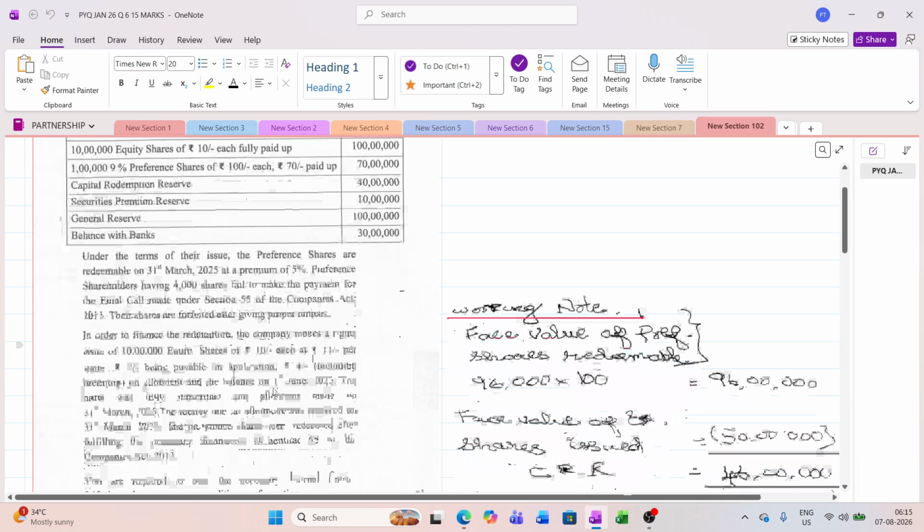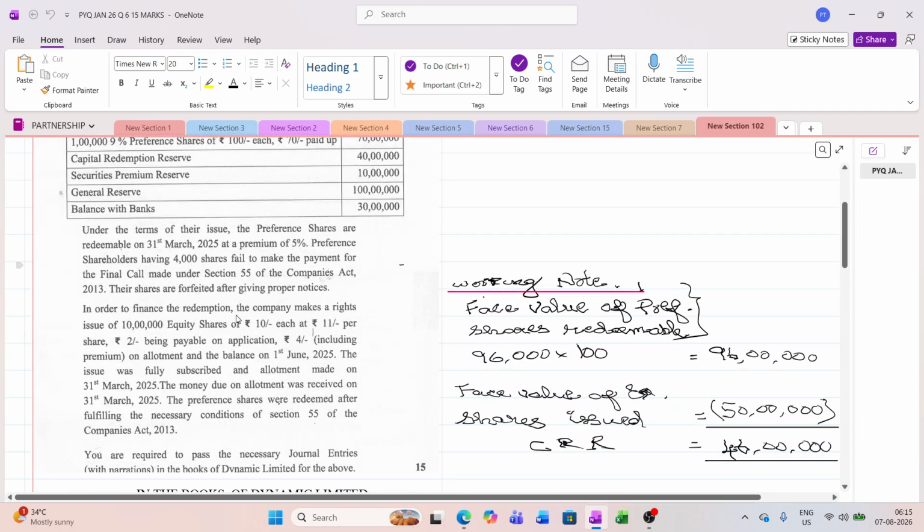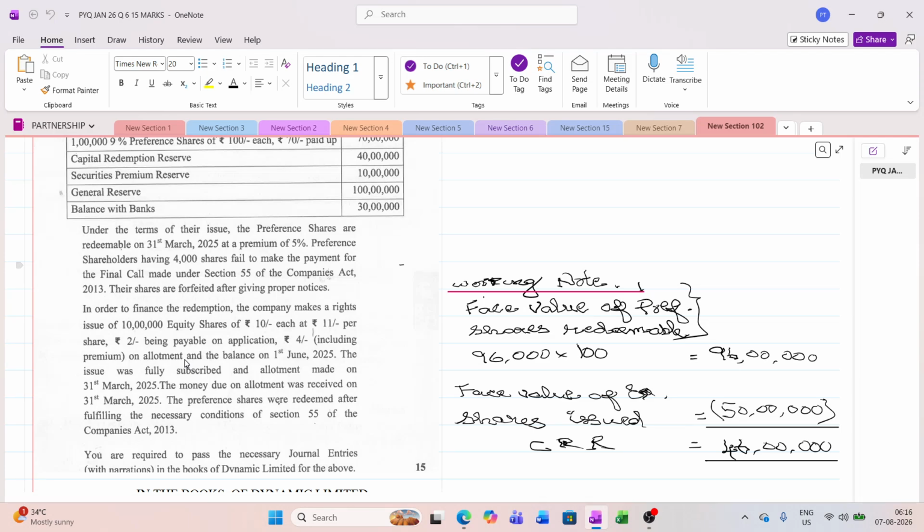Next, in order to finance the redemption, now how are they going to redeem? The company makes a rights issue of 1 lakh equity shares of 10 each at 11 per share, that is 1 rupee premium. 2 is payable on application, 4 on allotment, that is including your 3+1 premium, and the balance, you have to be very careful, on 1 June 25. So only up to allotment is received in the current year. Only that amount will be utilized for redeeming the preference shares, not the balance amount.